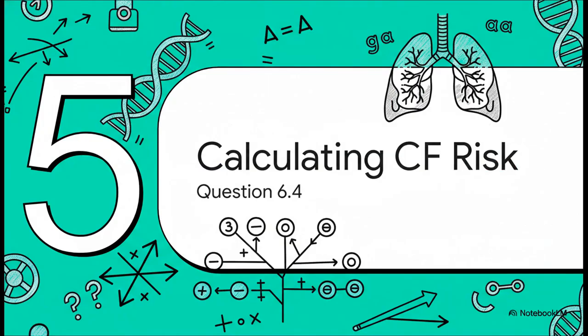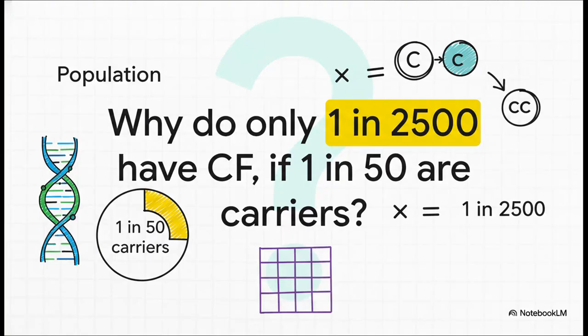This is where it switches gears from polydactyly to cystic fibrosis, and it involves a probability calculation that can really trip people up if they don't break it down logically. So this part gives us 2 key statistics. We're told that 1 in 50 people are carriers for cystic fibrosis, but only 1 in 2,500 people actually have the condition. Our job is to use our genetics knowledge to explain the mathematical link between those 2 numbers.